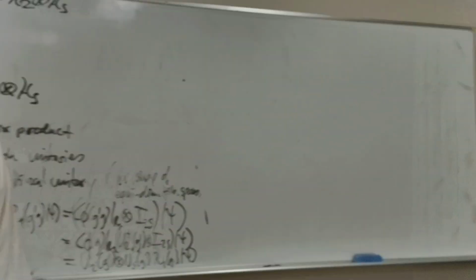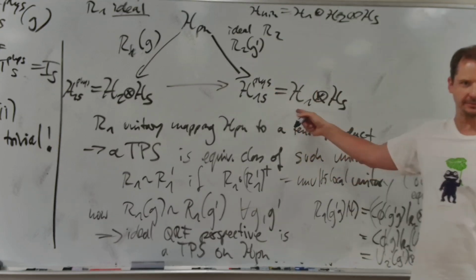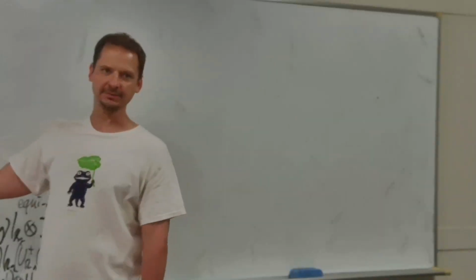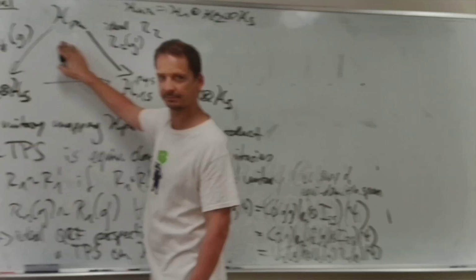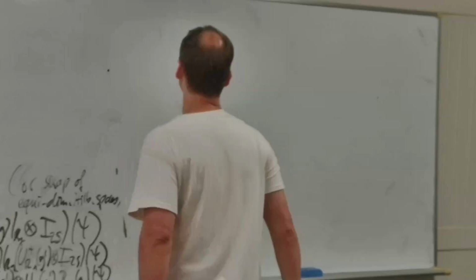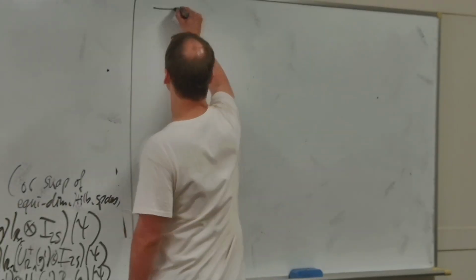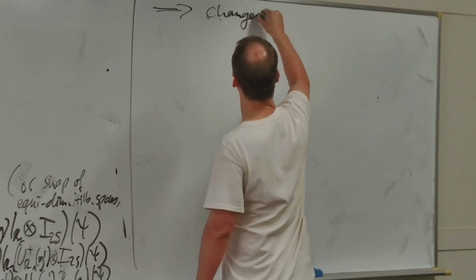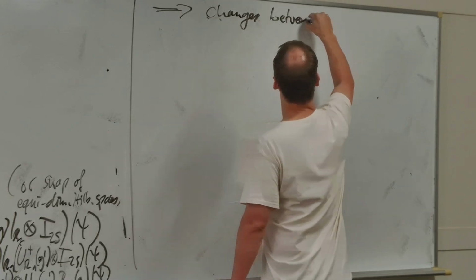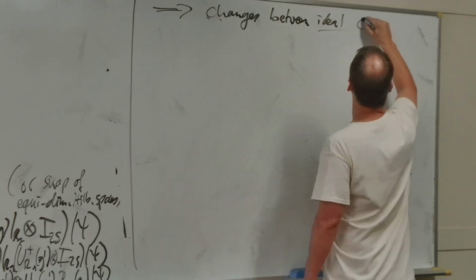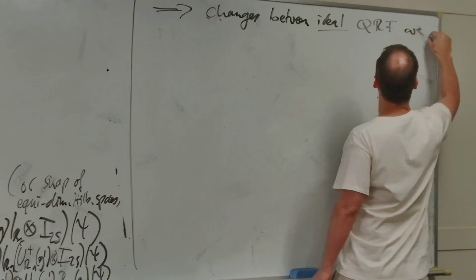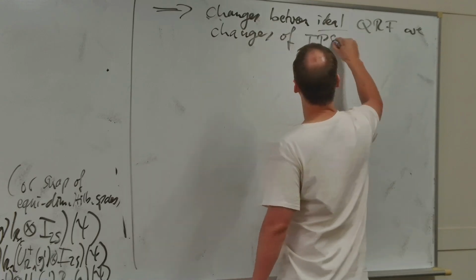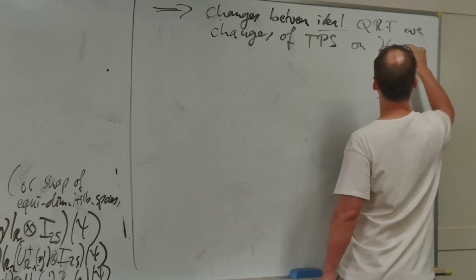And then, of course, the same is true with this one, right? This being an ideal quantum reference frame, that's another tensor product structure of this Hilbert space. And so in particular, what that tells you is that changes between ideal QRFs are changes of tensor product structure on HPN.